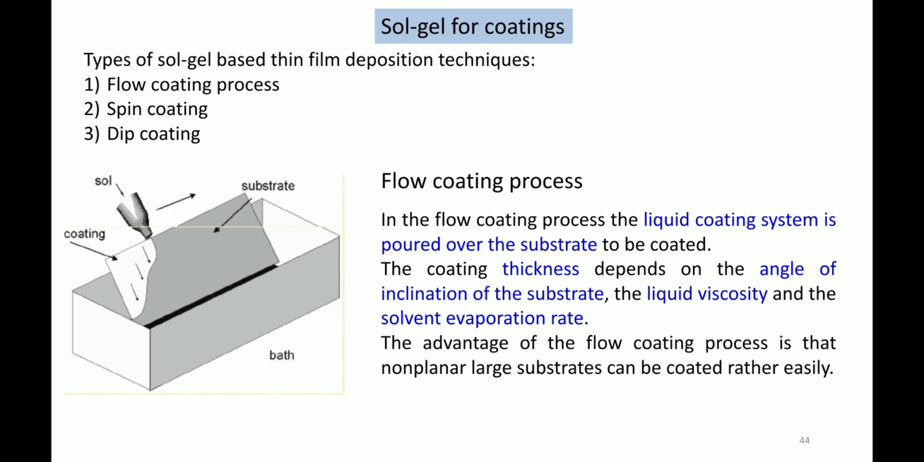The advantage of the flow coating process is that non-planar large substrates can be coated rather easily. So what is the importance of this coating process? Suppose your substrates are large enough and they are not planar, they are with a different shape and size. Then you can use this flow coating process in order to coat these materials.